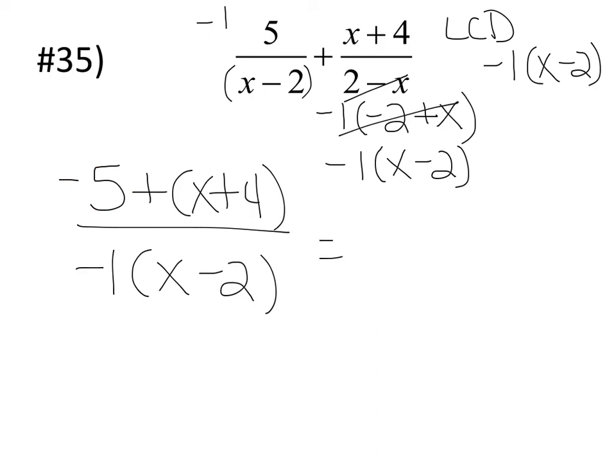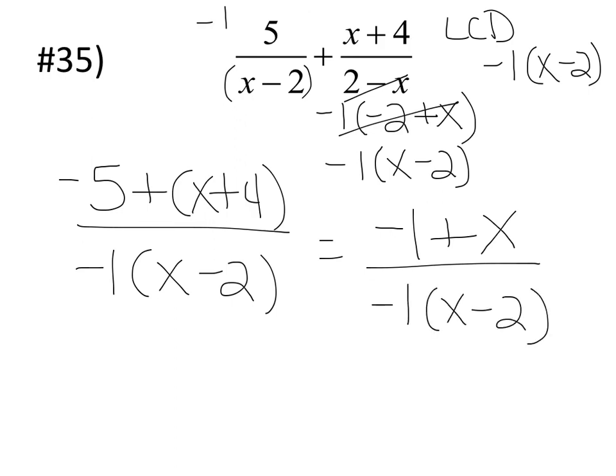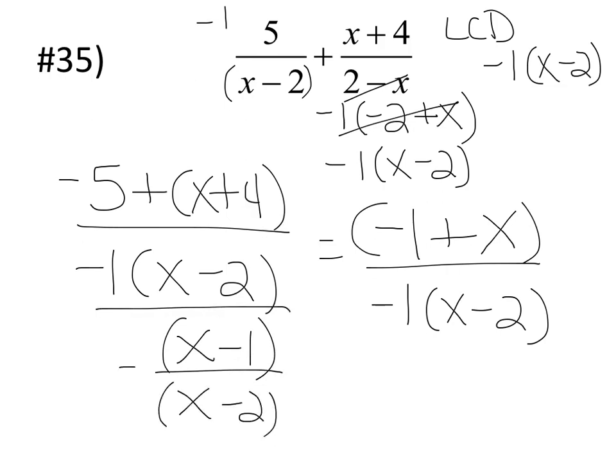is negative 1 plus x all over negative 1 times x minus 2. And again, remember this is all one thing, but if you want to pull this negative out front, you can. So your answer would be x minus 1, if you flip that around, over x minus 2, and you would just make the whole thing negative. That's probably how it would look on the PERT.